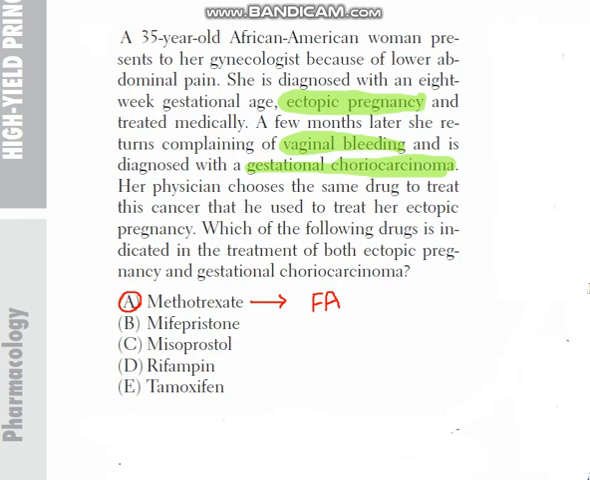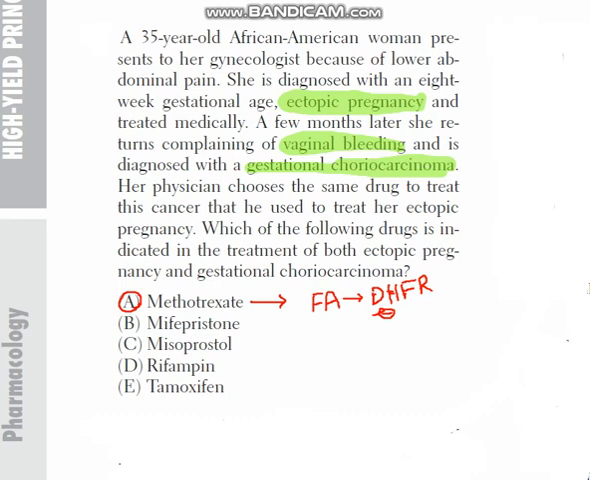Folic acid is very important for the development of the embryo, so methotrexate inhibits its formation by inhibiting an enzyme called dihydrofolate reductase. Okay, once this dihydrofolate reductase is inhibited by methotrexate, there is no formation of folic acid. So it is used in both cases, cancer and ectopic pregnancy.